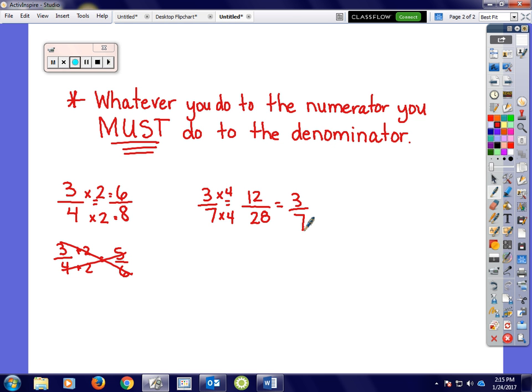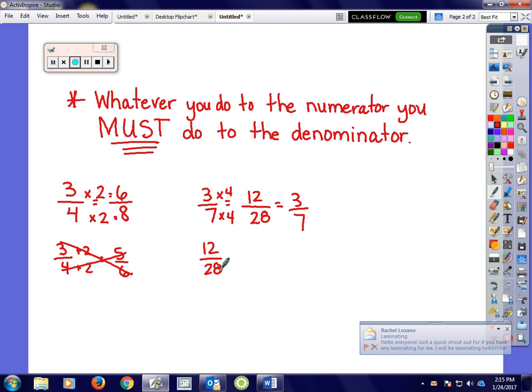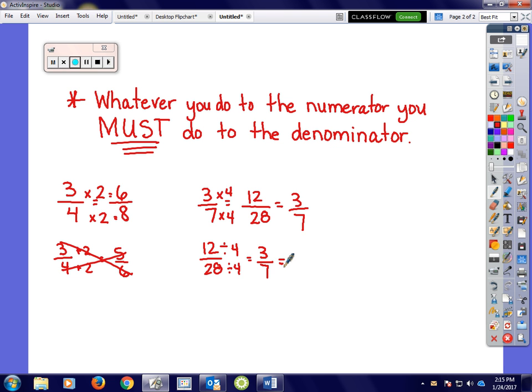Well, I could do it backwards too. Let's say I have 12/28ths and I want to find an equivalent fraction. Well, now I'm going to divide both of them by 4. 12 divided by 4 is 3. 28 divided by 4 is 7. So now we get 3/7 equals 12/28ths. Okay? So that's my little shortcut.